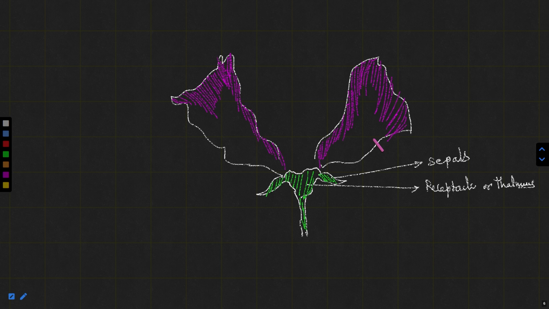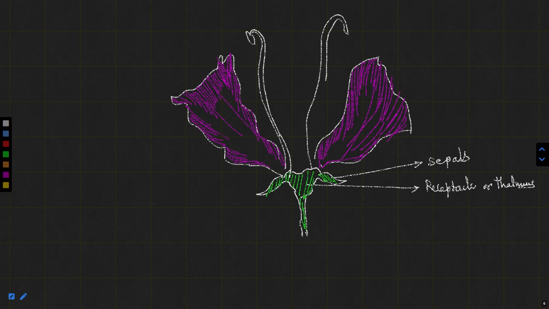So this is the sepal, the second wall from the outer side. This is the second wall from the outer side. Okay, now moving to the inner wall, there is the androecium, or singularly it is called the stamen. This is the stamen, which may be more in number. This is the third wall of the flower.